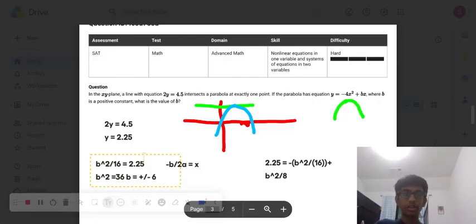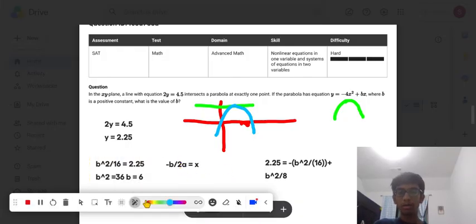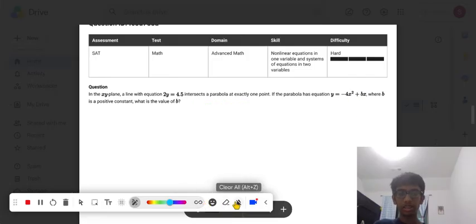Now, given that we are told that b is a positive constant, we can remove this negative portion and just have positive 6, or just 6. And that is our answer. There are other ways to solve this problem, but personally I feel like this one's the easiest.